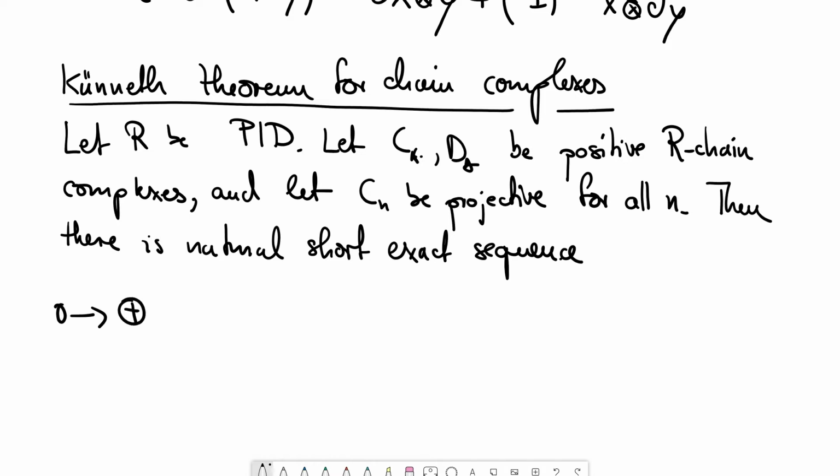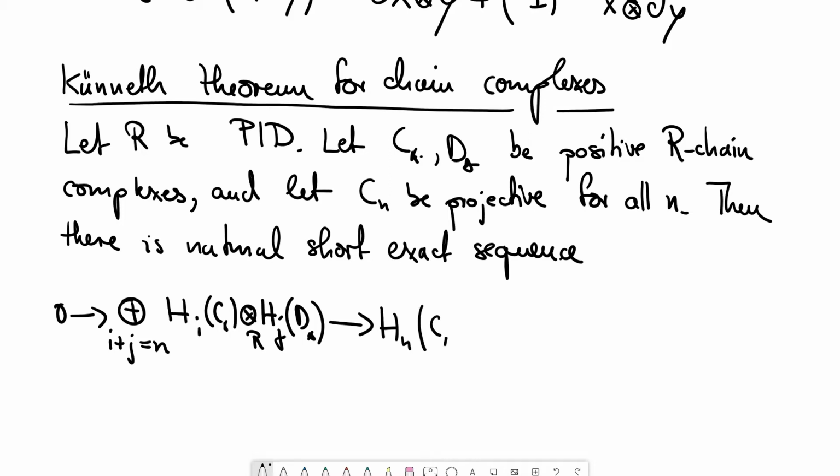where you have first the tensor products of the homologies. Then in the middle you have what you want to compute, the homology of the tensor product of the chain complexes. And then in general you have a correction term given by the following Tor 1 term. Remember, there is no higher Tor if you have a principal ideal domain.